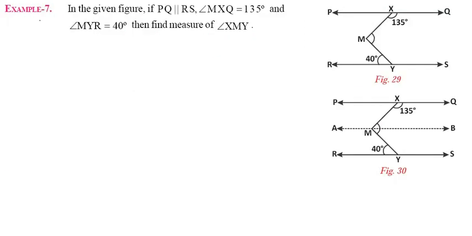Now come to the seventh example. In the given figure, PQ is parallel to RS. You have to see PQ is parallel to RS. And the angle MXQ is 135. MXQ, this angle is 135. And the angle MYR is 40, which is given here. Then measure the angle XMY. XMY, that means this angle, you can find out. So let us see how we can find this one.